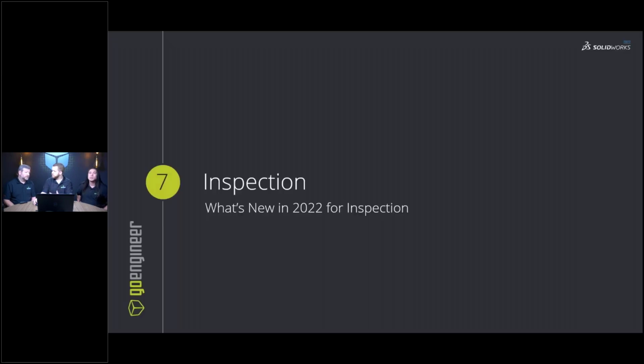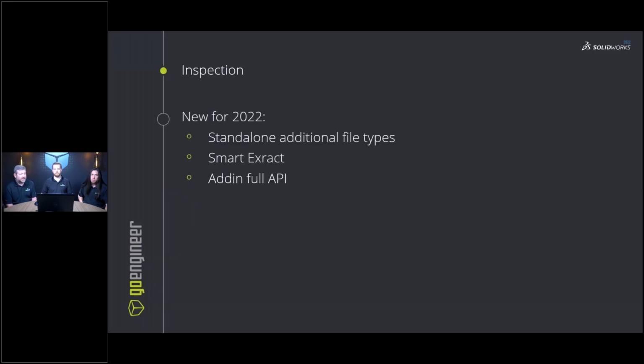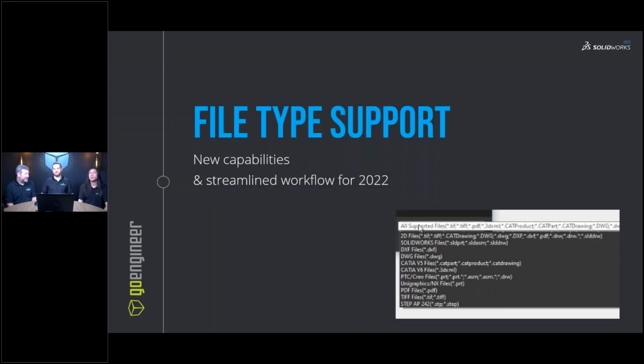And with that, Tony, you're up, right? Next, we're going to move on to SOLIDWORKS Inspection. So, some of the new topics for Inspection, let's take a look. There are some new file types, one we're kind of excited about, and just the expansion of the Smart Extract tool and then API.